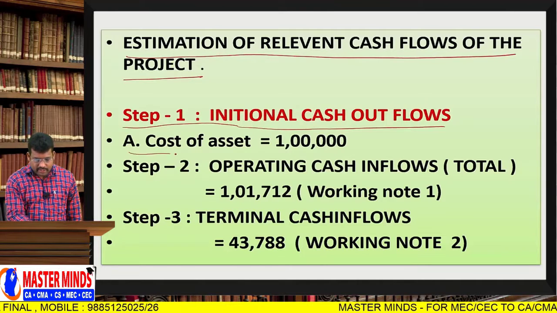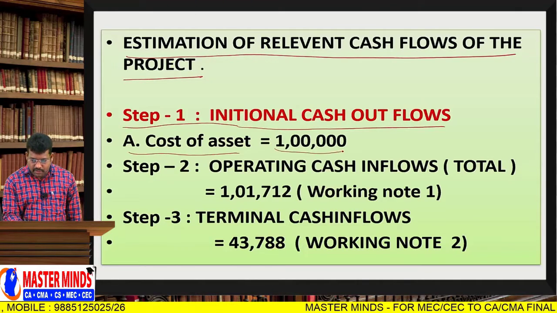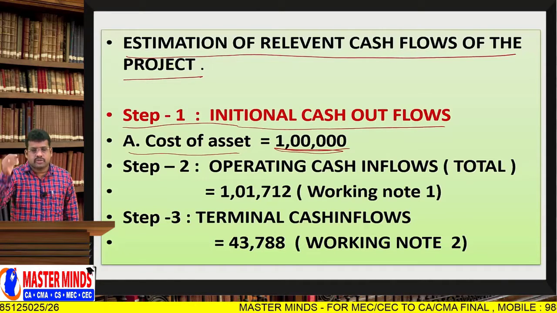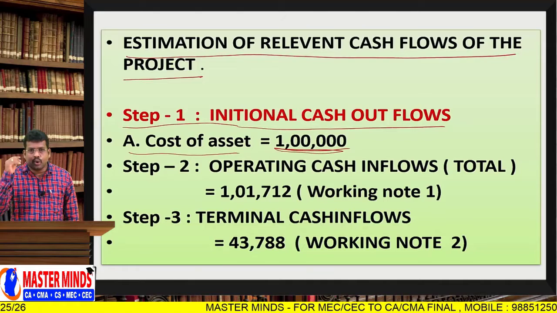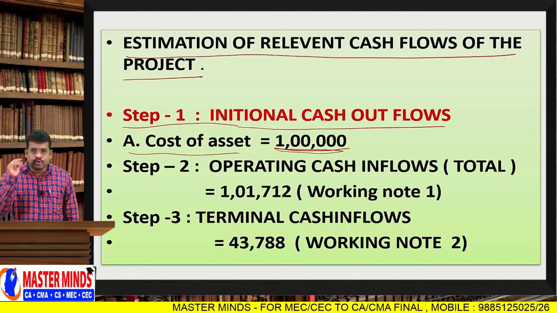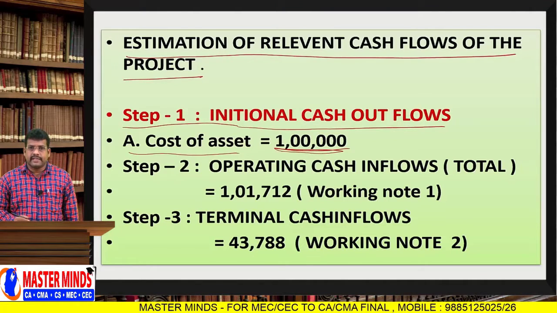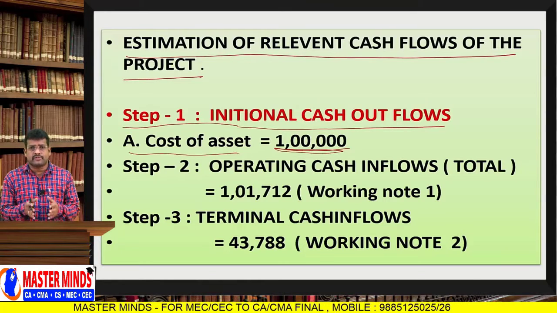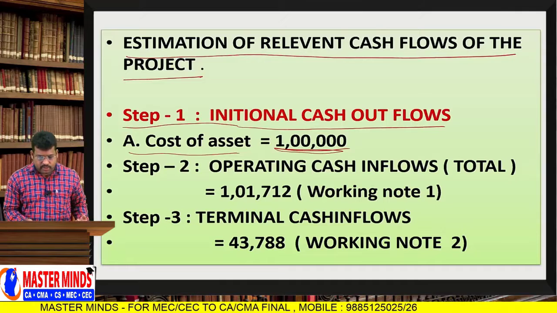So that is nothing but the cost of asset. Cost of asset is how much? 1 lakh rupee. There are no installation charges, there is no working capital, there is no subsidy, and we are not going for replacement because the existing machine may also be scrapped. That's why, dear students, nothing is given.